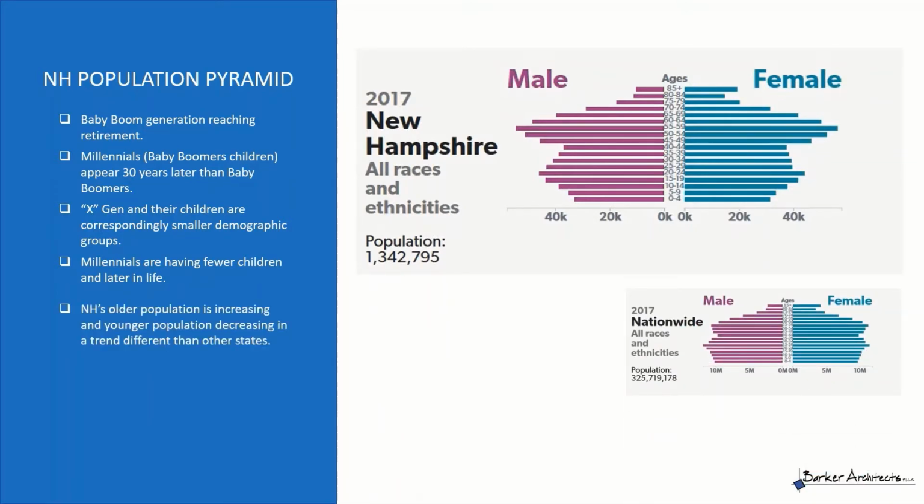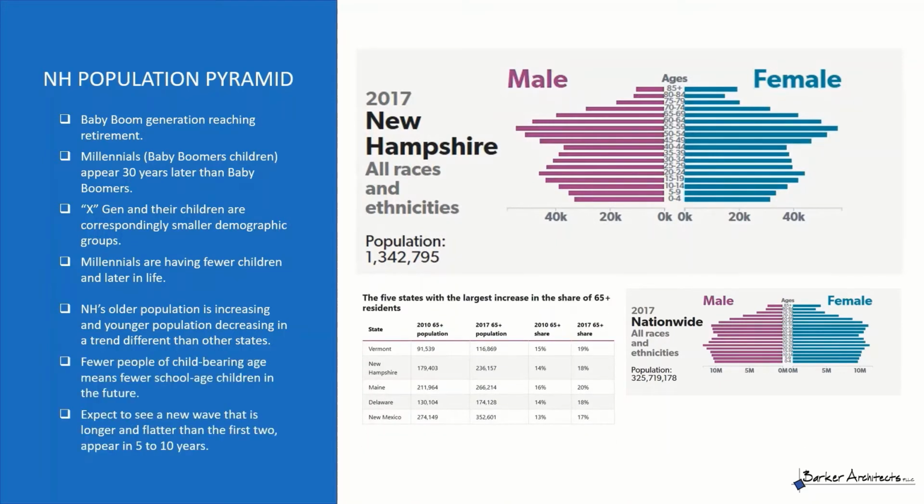If we compare the New Hampshire pyramid to the nationwide pyramid, we can see that they are very similar in that we can see the baby boomers and the millennials. But what is different is that the baby boom generation in New Hampshire is larger and the 0 to 10-year-olds are much smaller. What this tells us is New Hampshire is aging and that the younger generations are not staying in New Hampshire and not having as many kids.